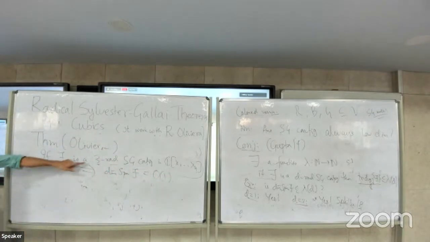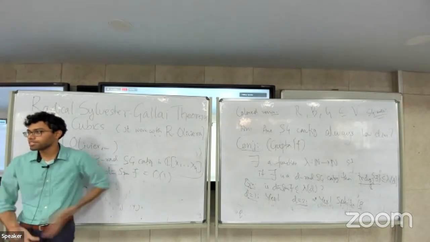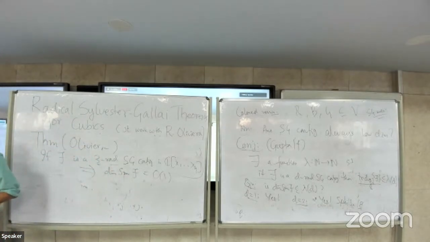Because I have fixed the degree to be 3, I'm not writing lambda of 3. I'm just saying bounded by some constant. Question?